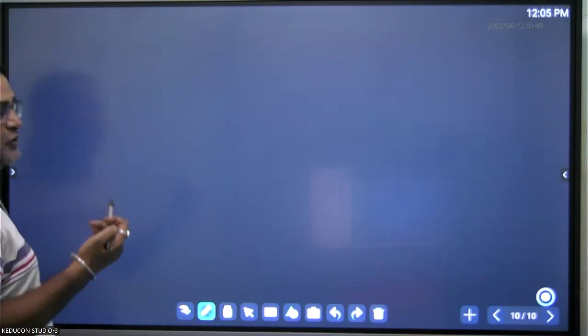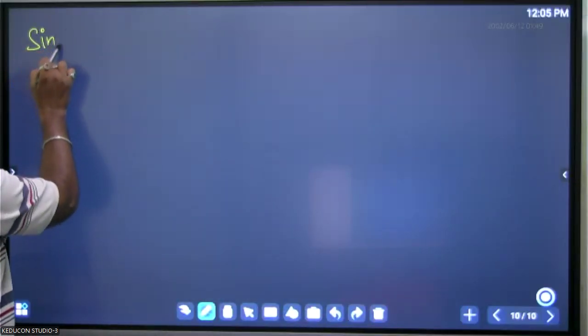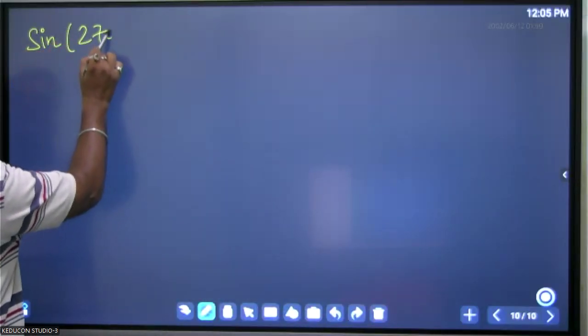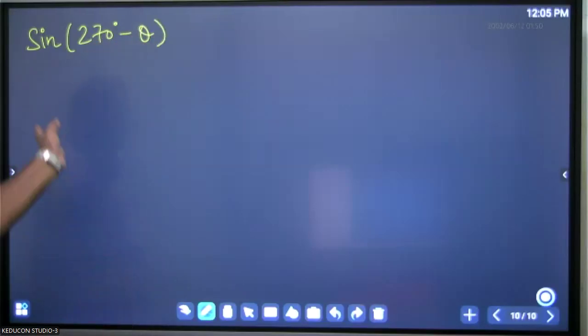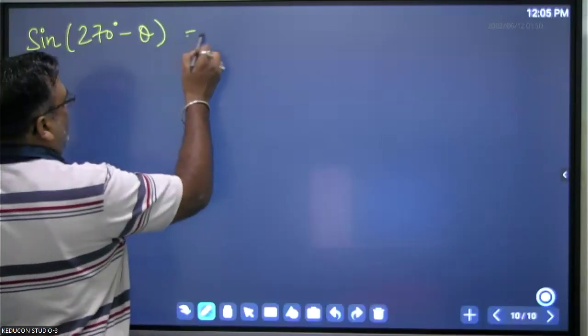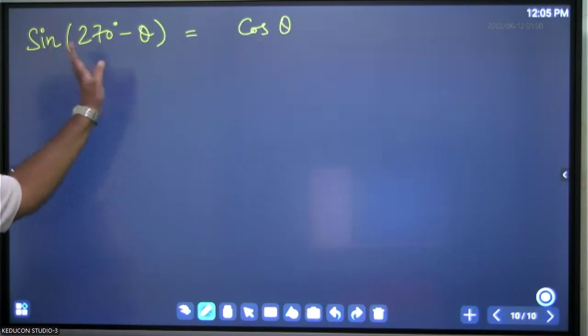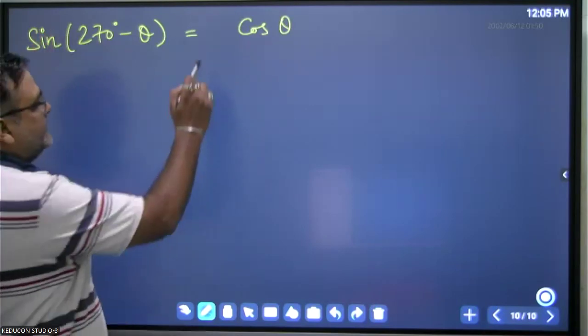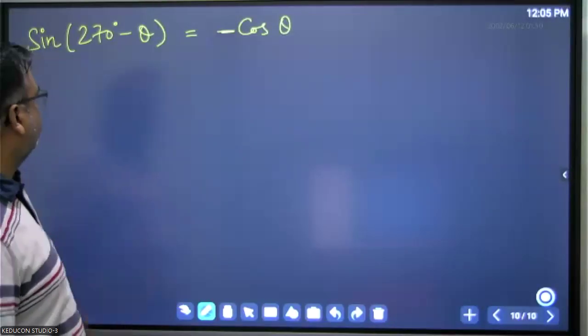Now another way to find out the value of third quadrant is 180 plus theta one way is, another is 270 minus theta. If it is 270 minus theta, again this angle is on the y-axis, so therefore trigonometric ratio will change. What it will change to cos theta, and since it is in the third quadrant, sine is negative in the third quadrant, this will be negative.